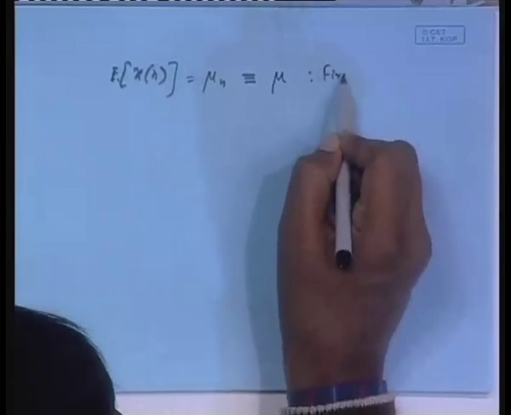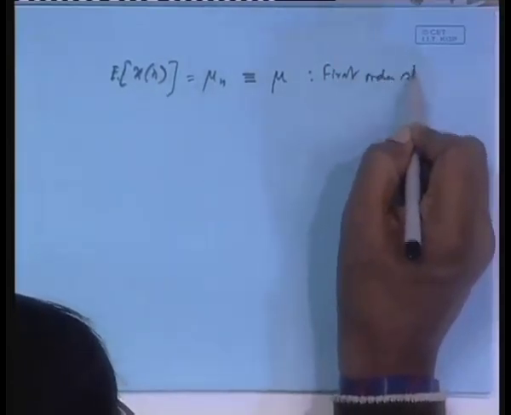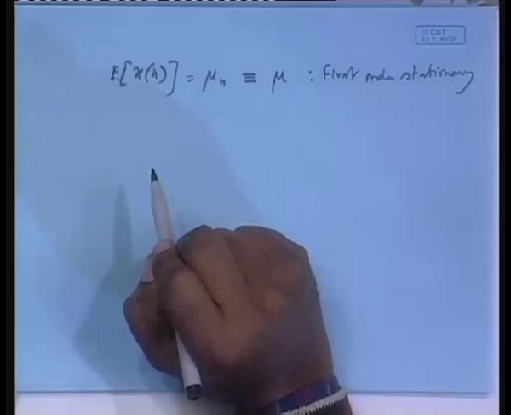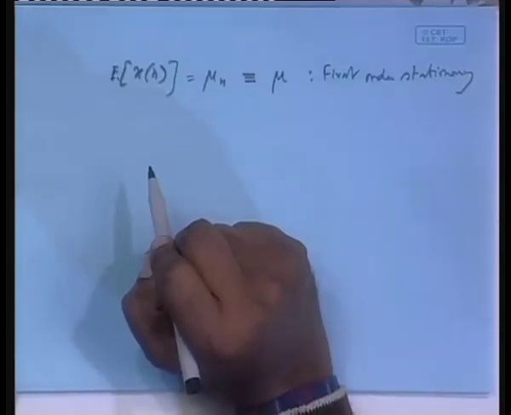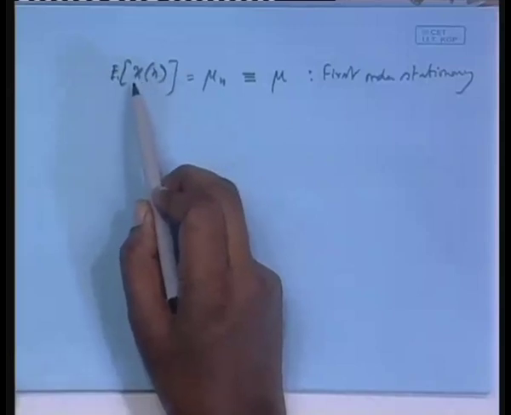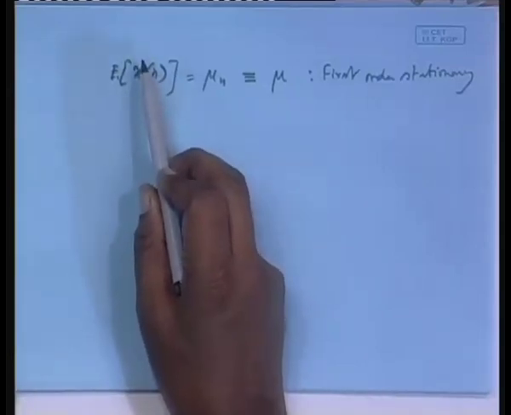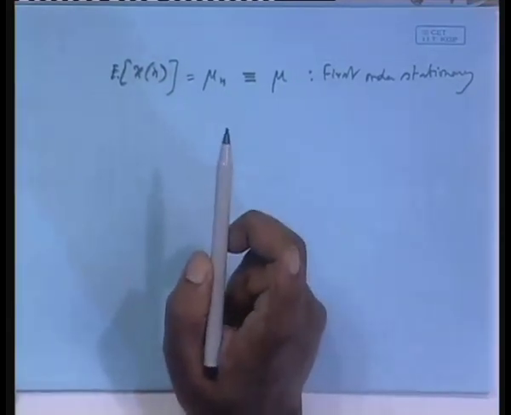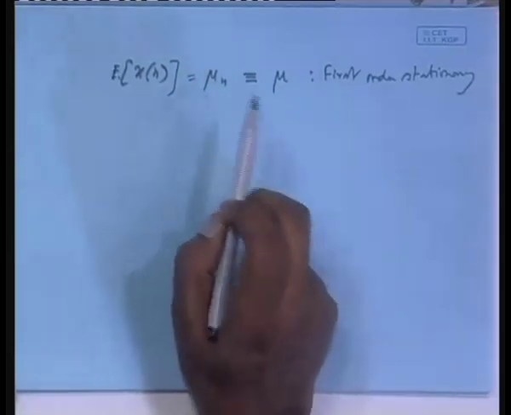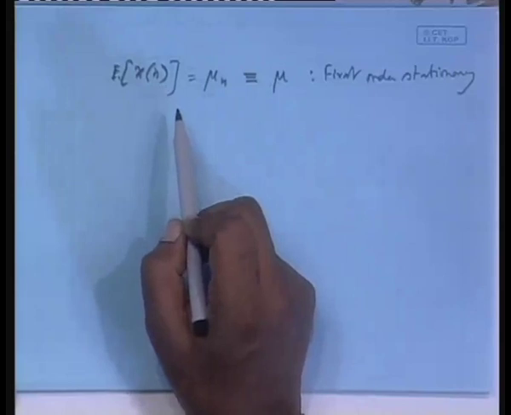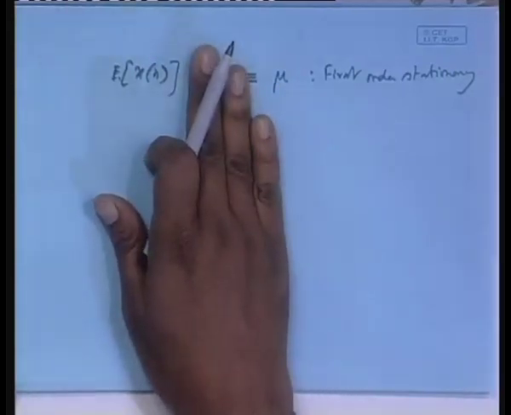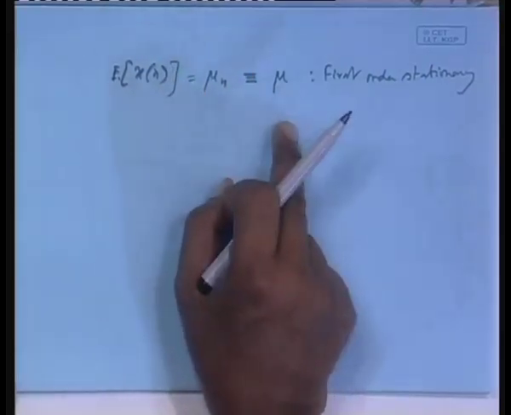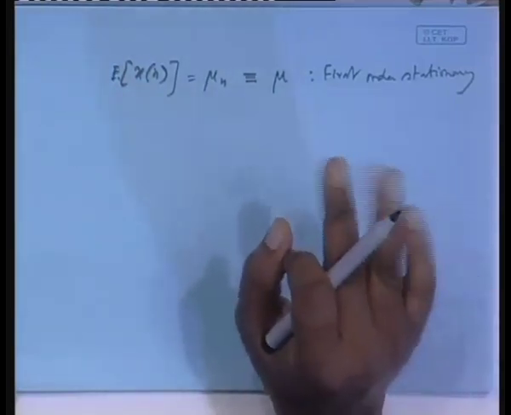So, mu means first order stationary, independent of n. Because I am not saying x square n, x cube n, or x n into another value of x, the degree of x is only 1. So, mean is a first order quantity, stationary in the first order quantity. Actually, this is called the first order moment. This E of x n is called the first order moment, E of x square n is called the second order moment, so on and so forth. So, if the first order moment is independent of n, then it is first order stationary. That is the language of pure statistics.